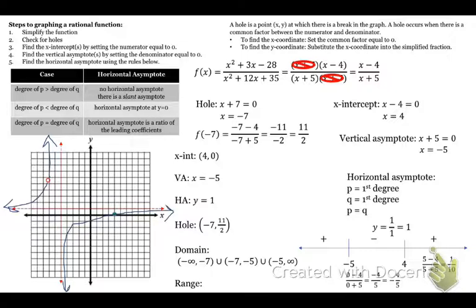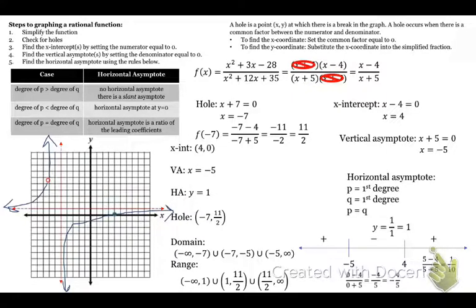Okay, the domain here is negative infinity to negative 7, negative 7 to negative 5, and then negative 5 to infinity. Range is negative infinity to 1, 1 to 11/2, then 11/2 to infinity.